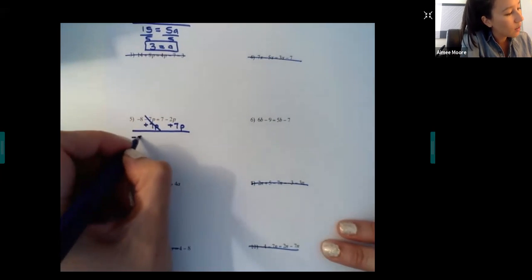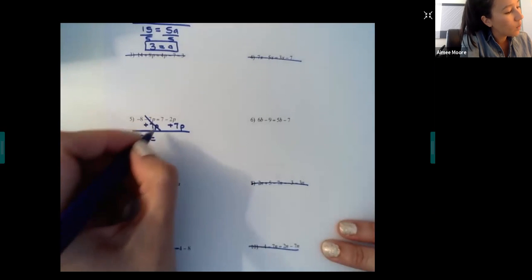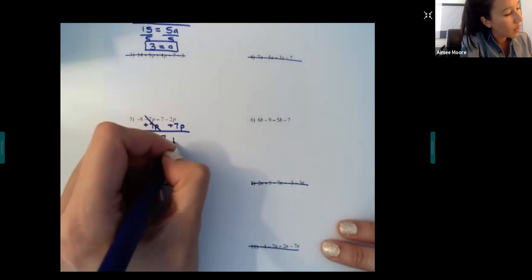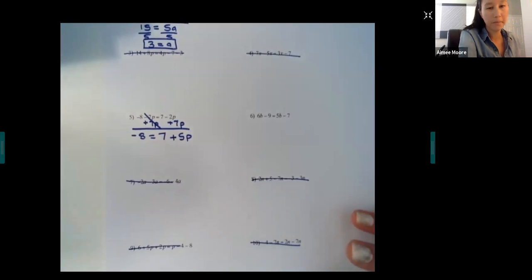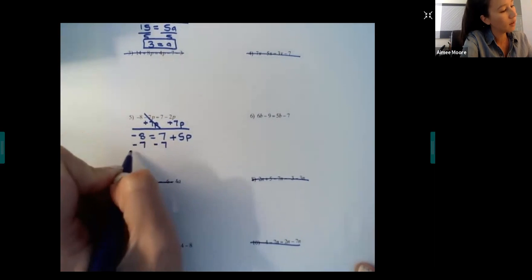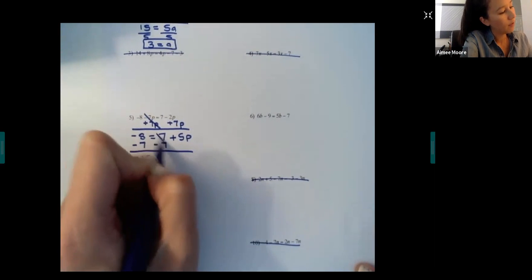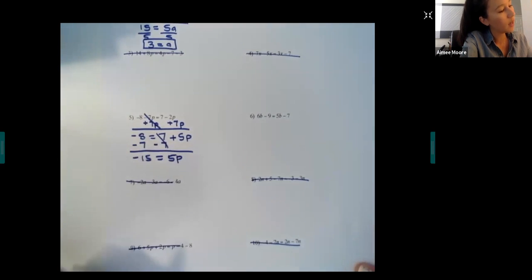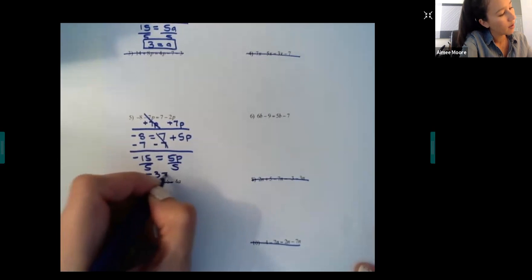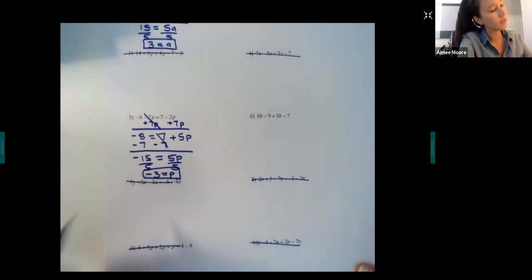Those cancel out. -8 equals 7. And -2p plus 7p is positive 5p. So that's the new step. Then it's just solving two-step equations. So we subtract 7, -15 equals 5p, divide by 5, and p equals -3.